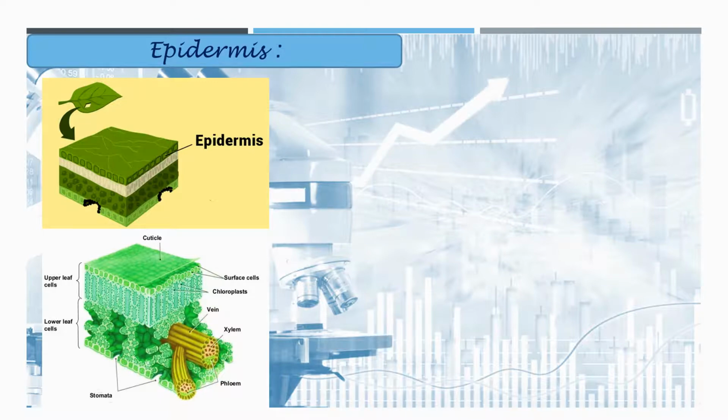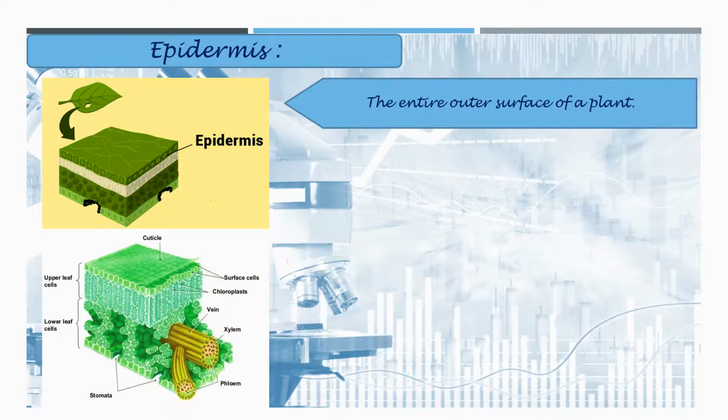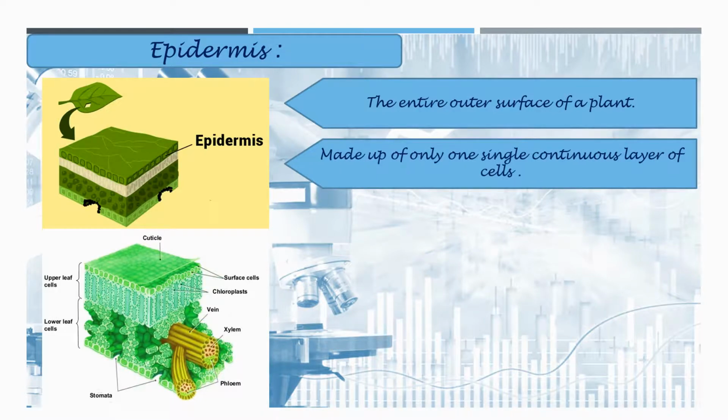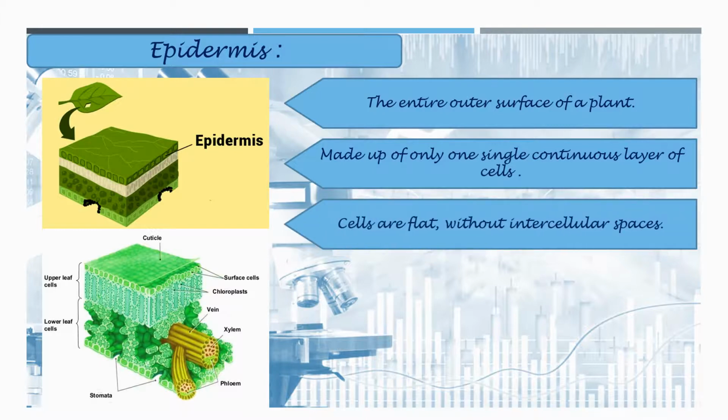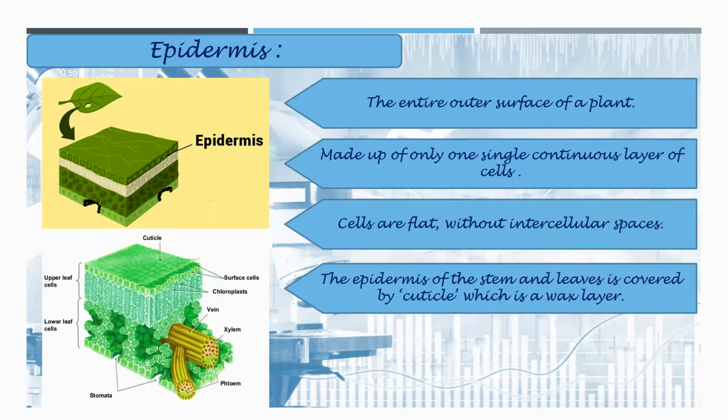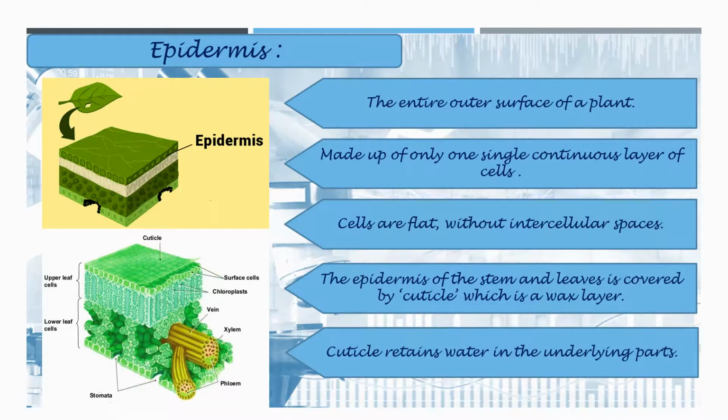Now let's learn about epidermis. Epidermis is the entire outer surface of a plant. It is made up of only one single continuous layer of cells, and cells are flat without intercellular spaces, and the epidermis of the stem and leaves is covered by cuticle, which is a wax layer, and cuticle retains water in the underlying parts.